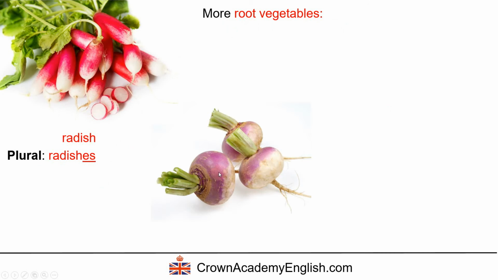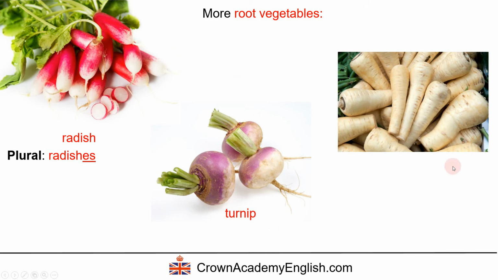And this vegetable, this purple coloured vegetable, is called a turnip. So here we have three turnips. And these are called parsnips. So the singular is parsnip and the plural is parsnips with an S. So here is a photograph of some parsnips.